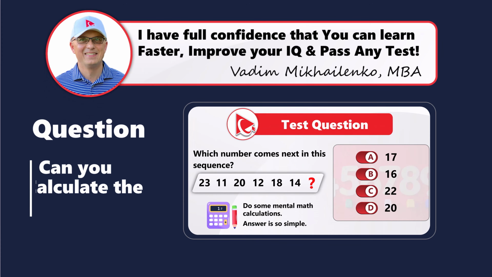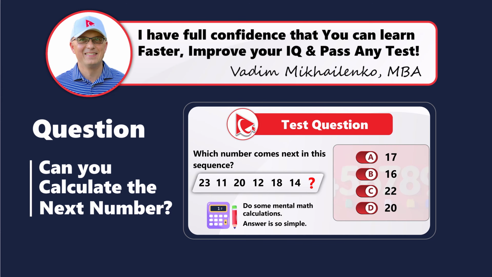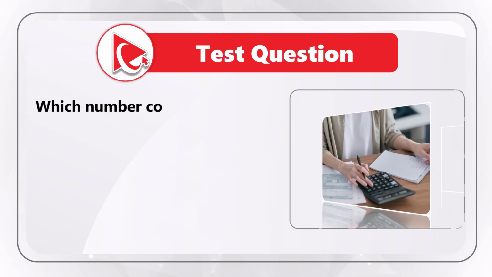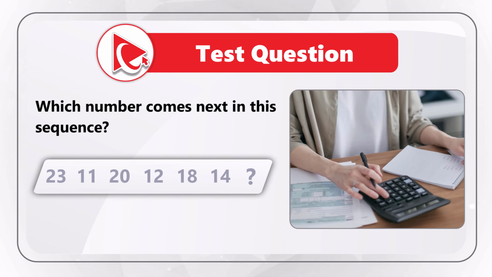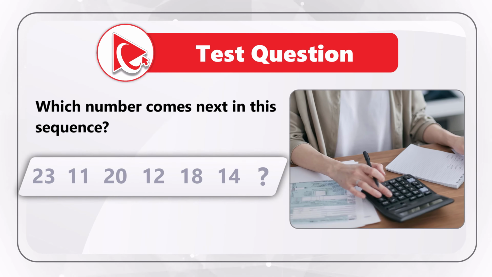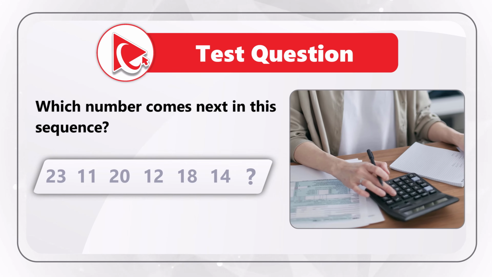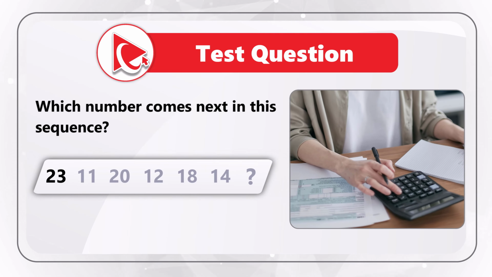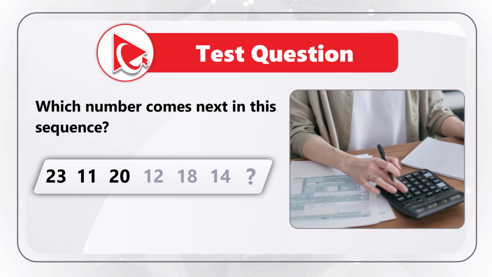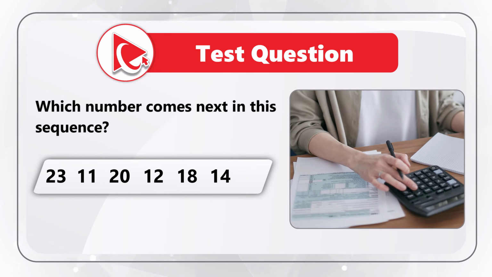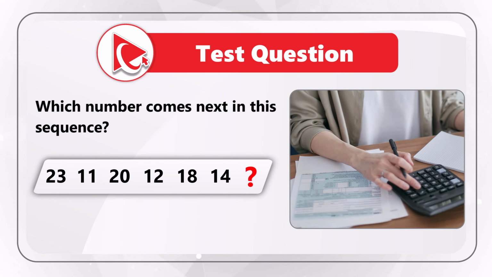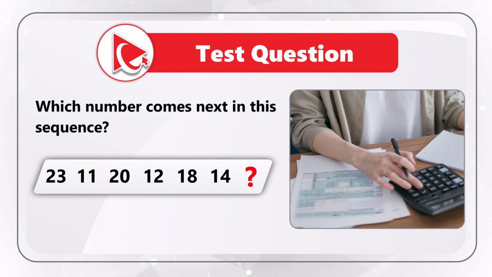What's interesting about the question I'm about to present you is that it truly tests your analytical skills. You need to determine which number comes next in the sequence, and you're presented with the sequence of 6 numbers where the 7th number is missing. The sequence is 23, 11, 20, 12, 18, 14, and then comes the missing number, which you need to select out of 4 possible choices.